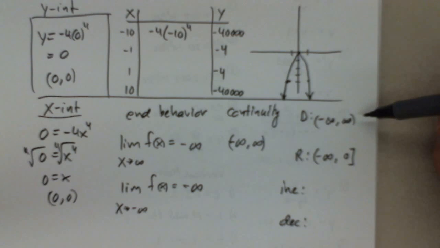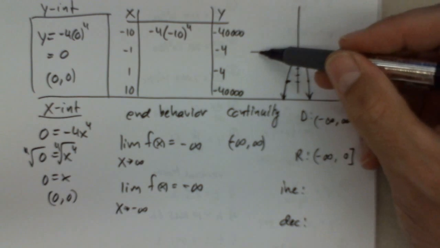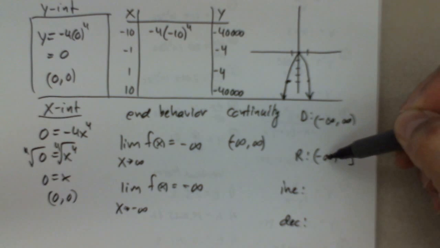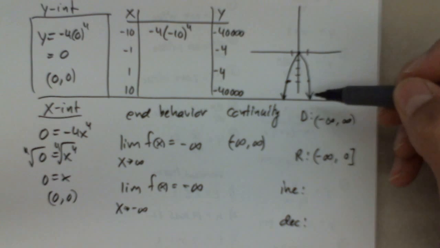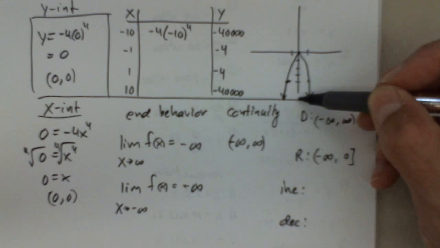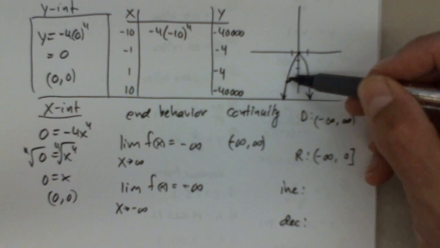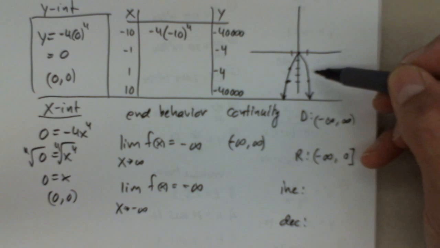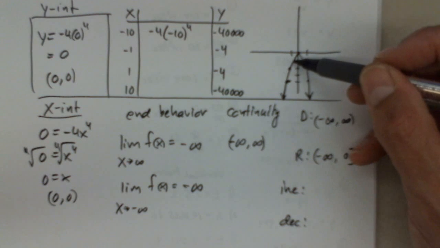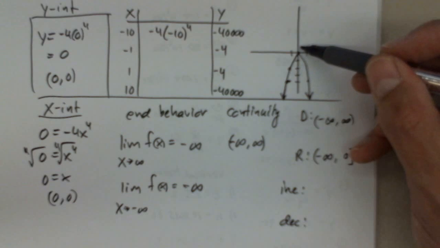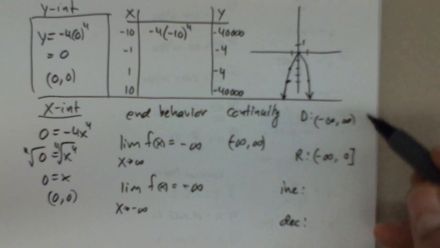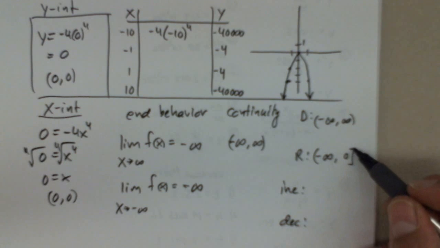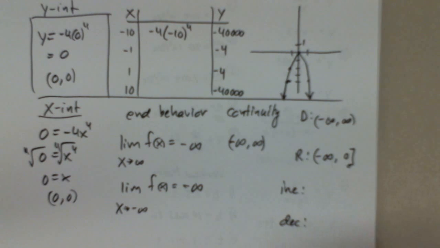Alright, so for the domain, we look at all the x values that have a point on the graph. For range, we look at all the y values that have a point on the graph. We can go down as far as we want, and there's a point on the graph. At -2, there's a point on the graph. At -1, there's a point on the graph. At 0, there's a point on the graph. But at 1, there's no point. So at 0, the range stops. And 0 is included, so we put a bracket around 0.